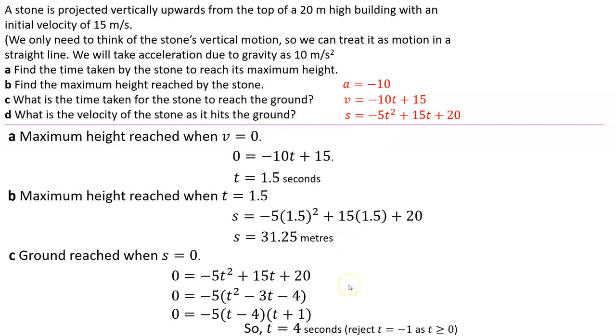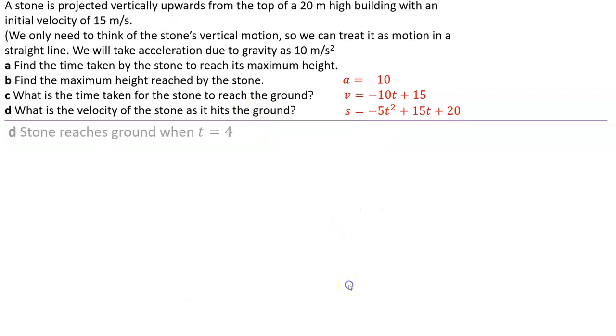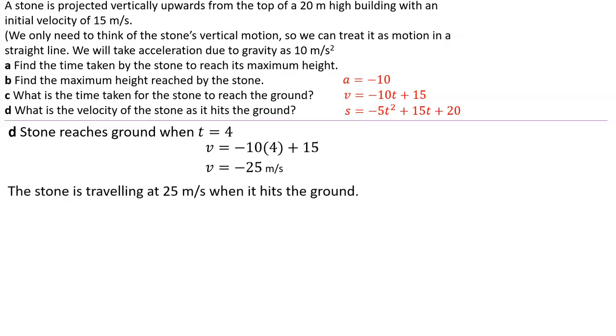When the stone hits the ground, we know this happens at t equals 4, so we substitute that into our velocity equation. We get -25 meters per second. -25 means it's heading down at a speed of 25 meters per second. So that's the speed that it's travelling at. It's always best to interpret these negatives in terms of how the question describes it.